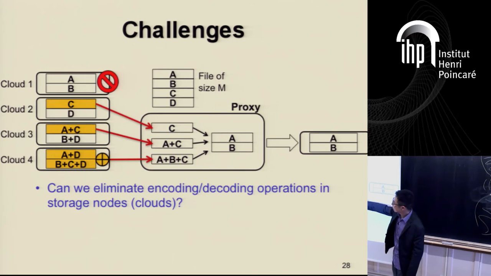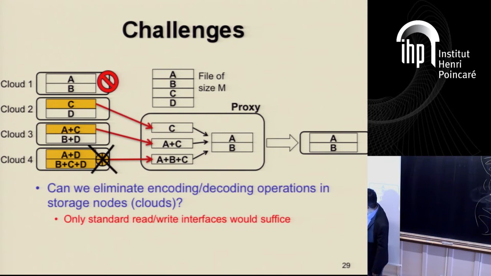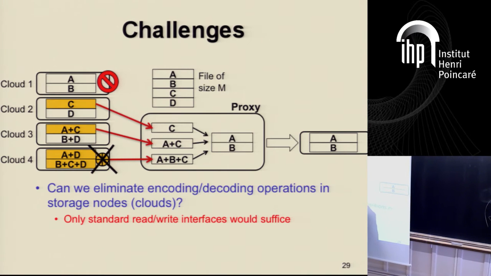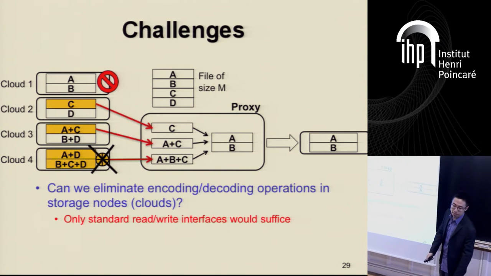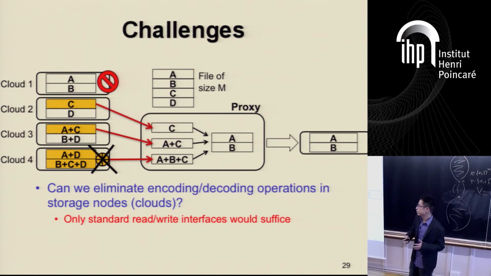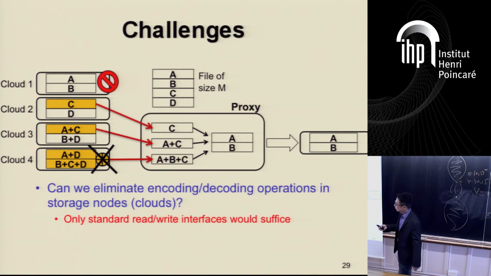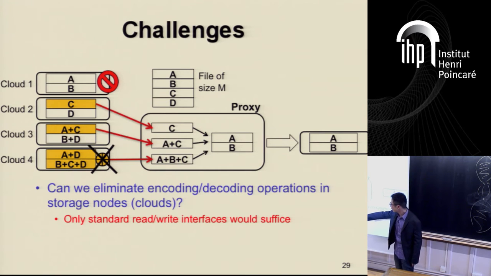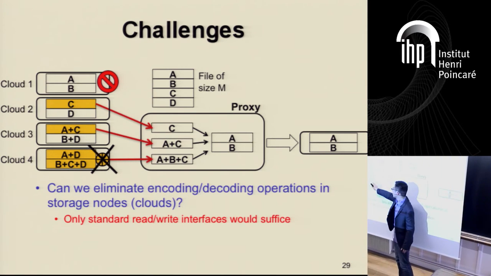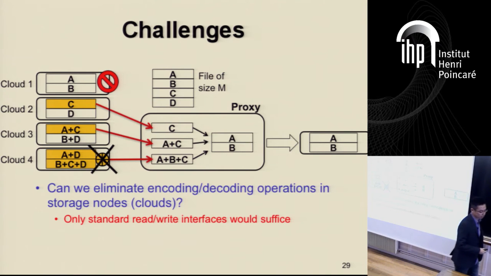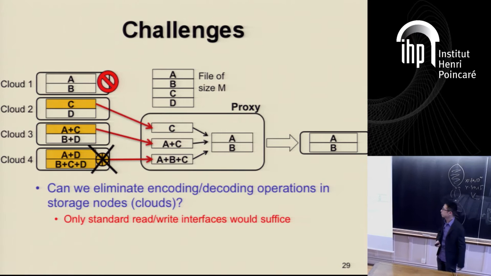Okay, we use this scenario again. That means this XOR operation cannot be used in the cloud 4. Why is that? Because many cloud storage services just offer the read and write interface API, and they don't provide computation functions. So you can't do any computation among the chunks in the cloud. So how to deal with this problem?